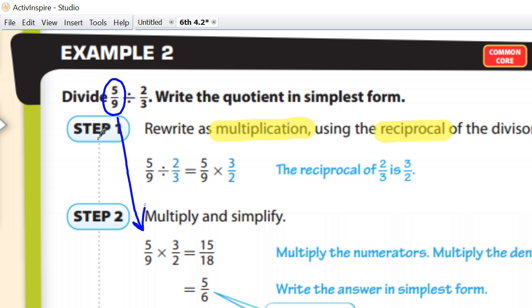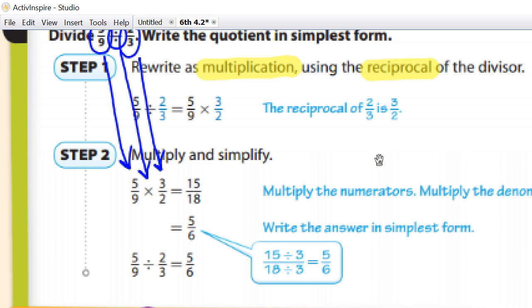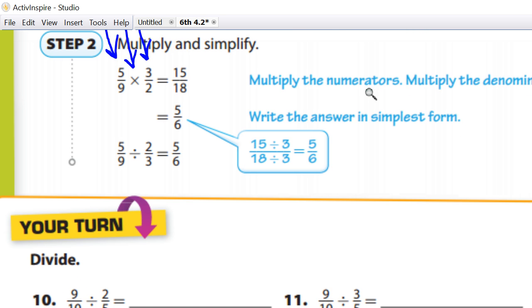Look what happens though. Look at the sign. It was a division sign. That gets rewritten as multiplication. And here's the really important one. The second term, 2/3, gets rewritten as its reciprocal of 3/2. Now what's cool about that is now we have a multiplication problem that we know how to solve.